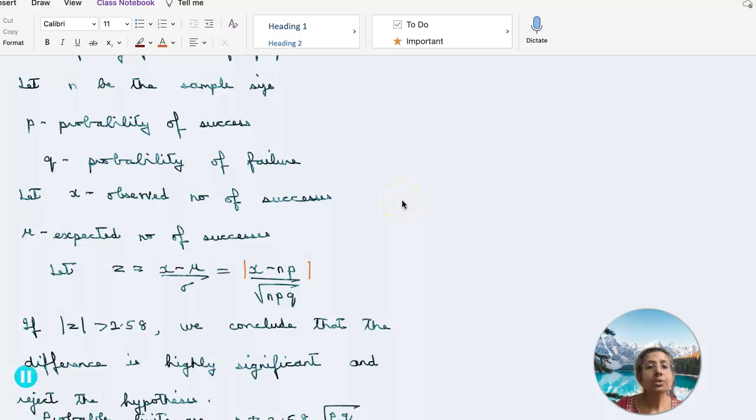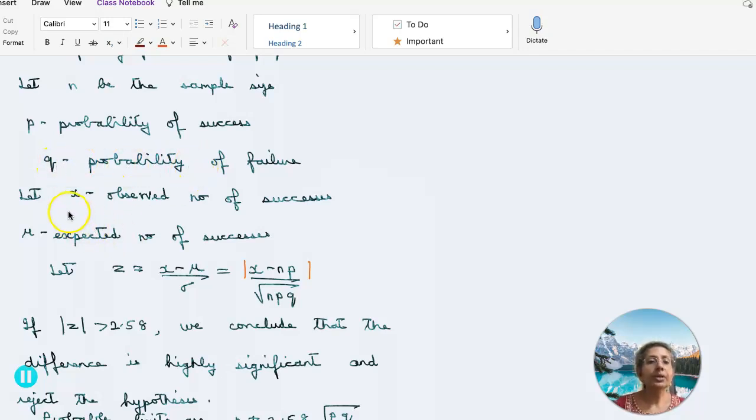So welcome to this session on sampling distributions. We will learn how to calculate the probable limits and standard error and how to check if a given hypothesis is unbiased or not. So let n be the sample size, p be the probability of success, q be the probability of failure.